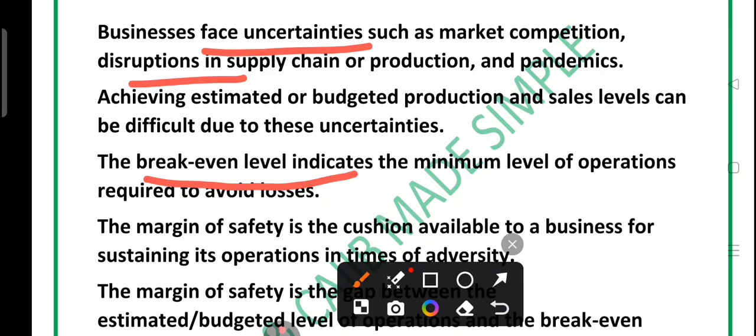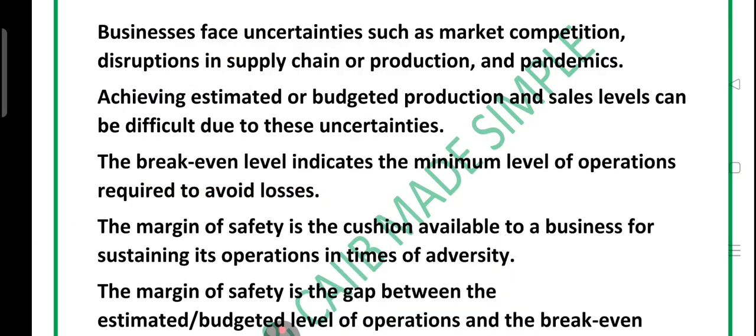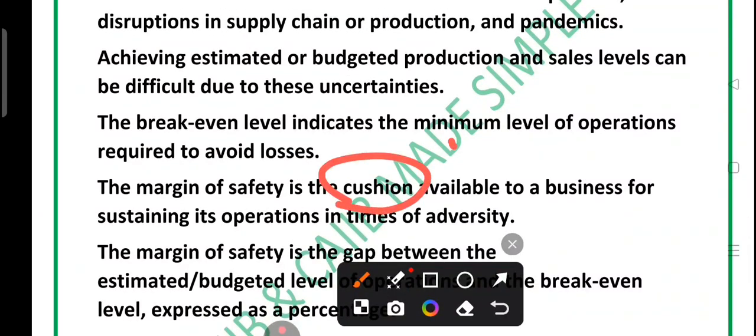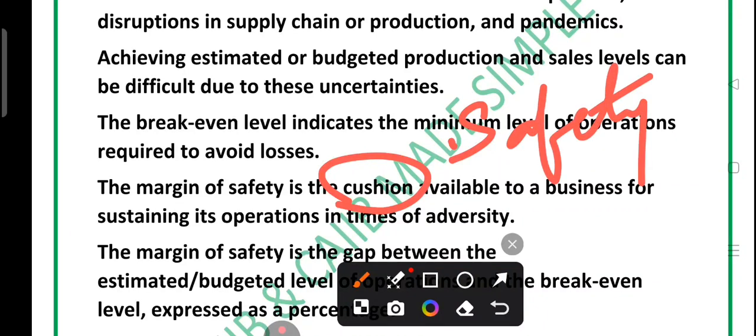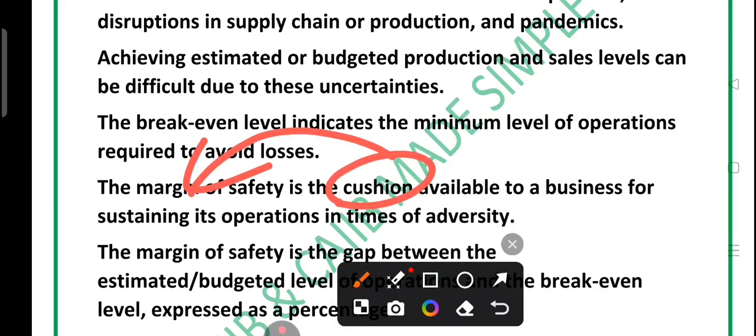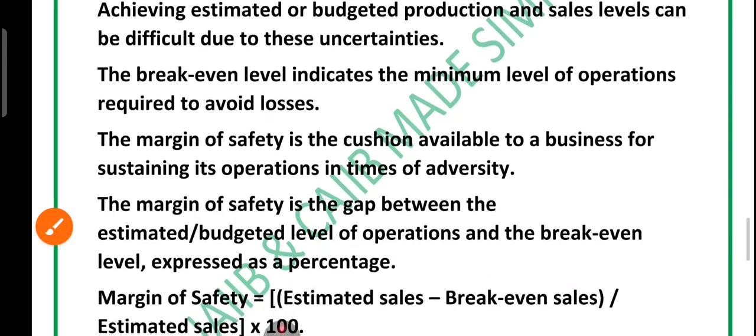But just reaching break even is not enough. We need a cushion. We need a cushion for what? We need a cushion for safety, right? So that cushion is called margin of safety. This particular cushion we are talking about, this is called the margin of safety. Margin of safety shows how much extra sale we are making over the break even sale. So one is called break even sale, and over and above the break even sale, how much extra sale we are making. Think of it like the safety belt in a car.